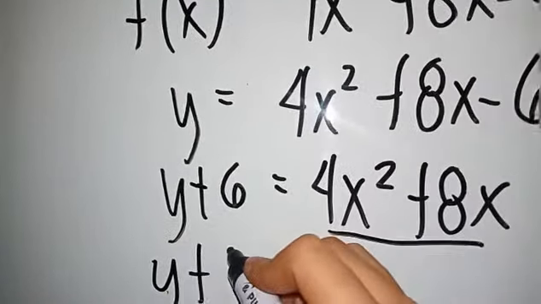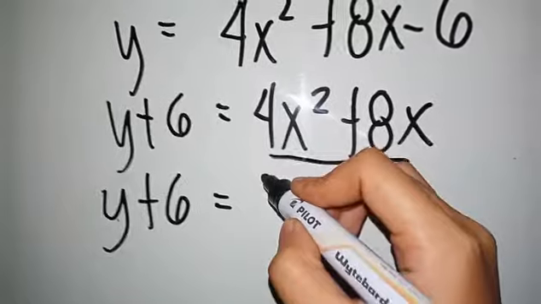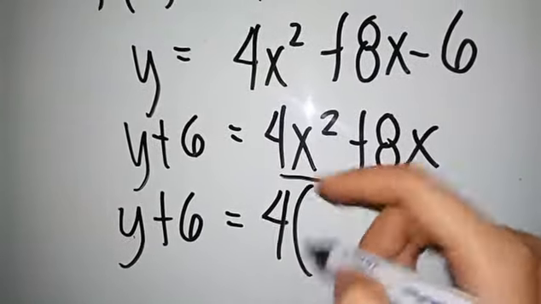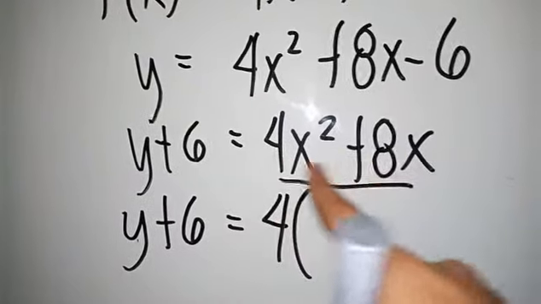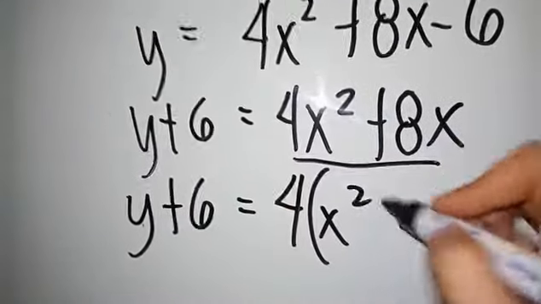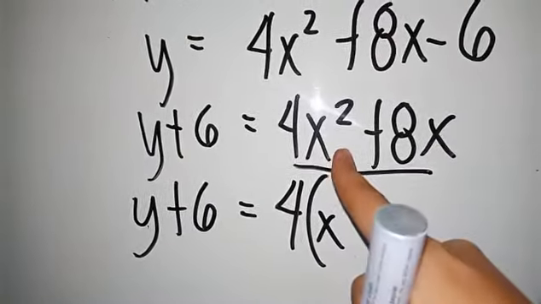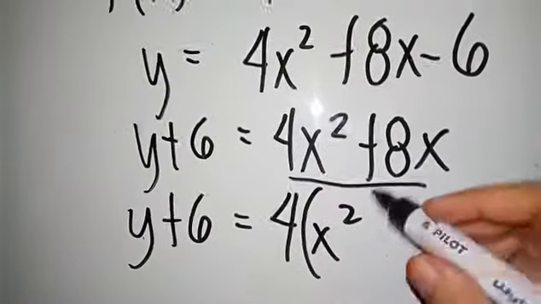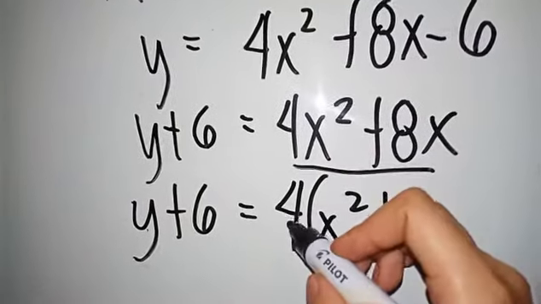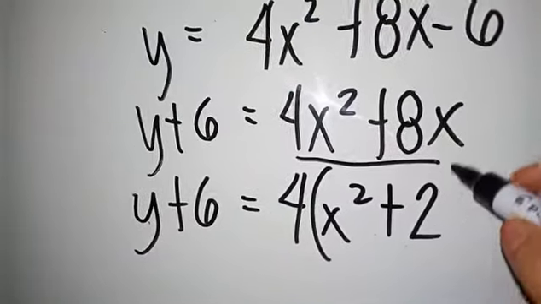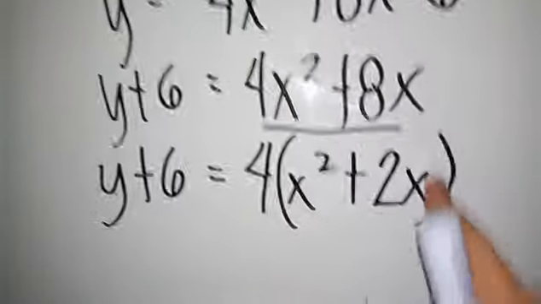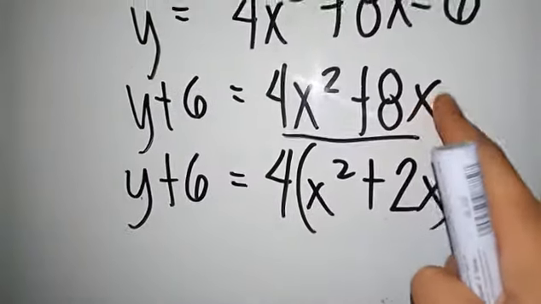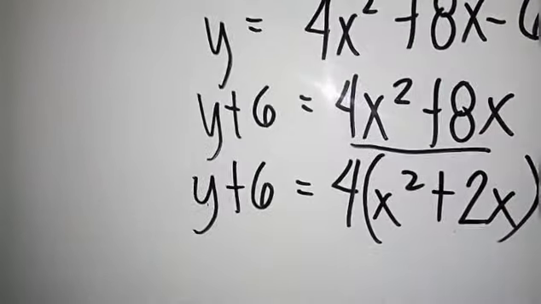So, we have y plus 6 is equal to, i-factor out natin yung 4. Then, i-multiply natin sa 4 para makuha yung nasa taas. So, we have x square kasi 4 times x square will give us 4x square. The next dito ay 8 divided by 4 will give us 2. Then, copy x. So, 4 times 2x will give us simply 8x.